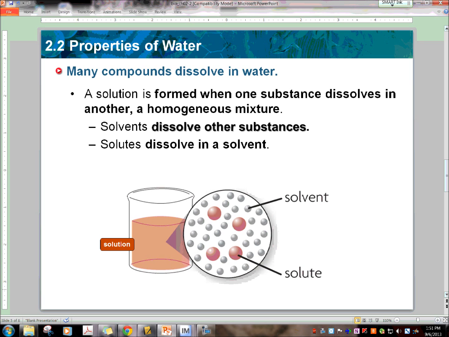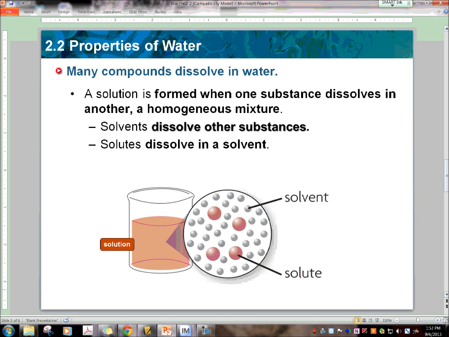Face forward. You have the solution definition to get in there. Then you have solvent and solute to fill in. Quickly, don't worry about the kits. Get copying in right now. Okay, here we go. Solution: this is formed when one substance dissolves into another. It's called a homogeneous mixture because it's all the same throughout.